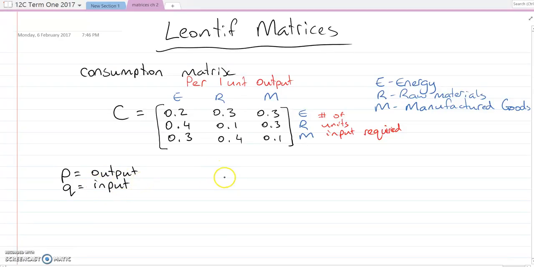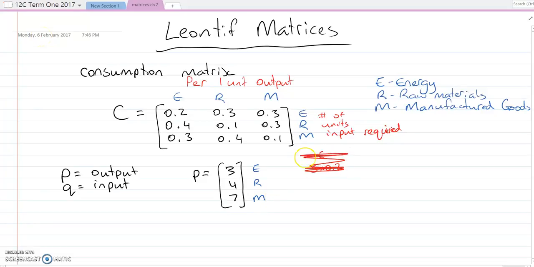Alright, so for example, if we require an output of 3, 4, 7, okay, P, we'll make these into little matrices here. So this is, again, 3 units of energy, 4 units of raw materials, and 7 units of manufactured goods.